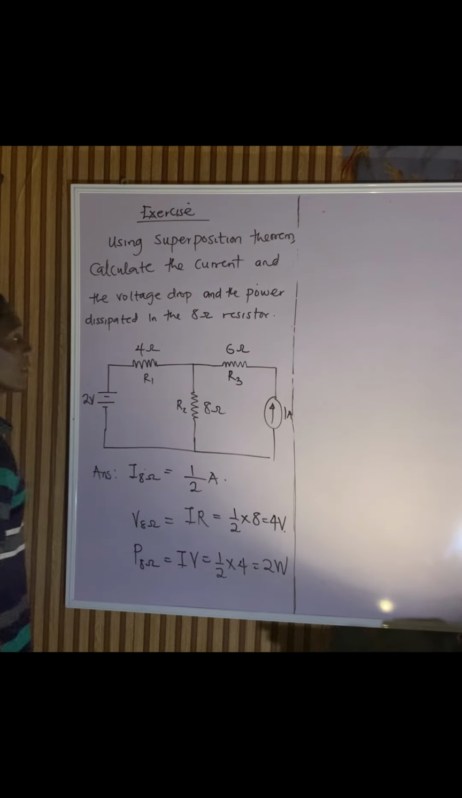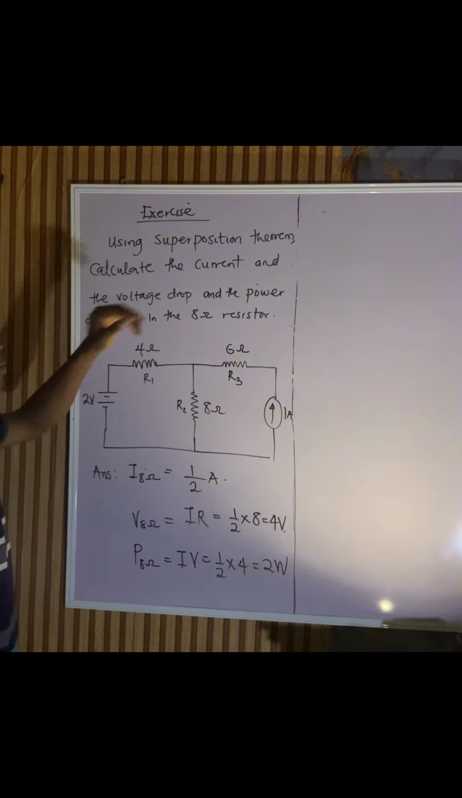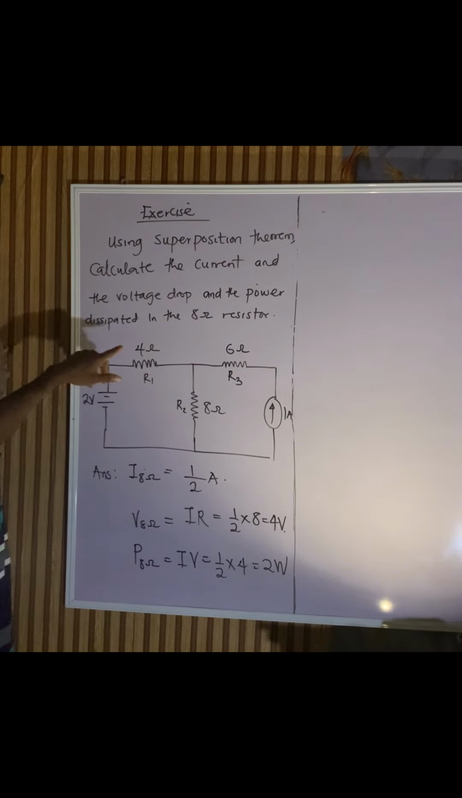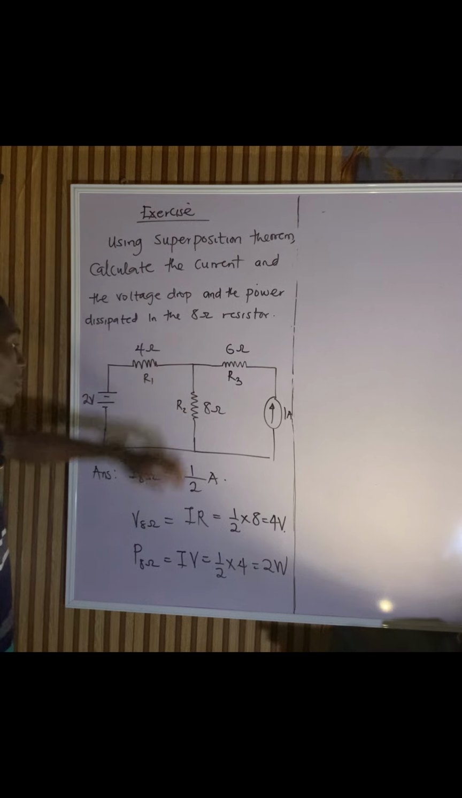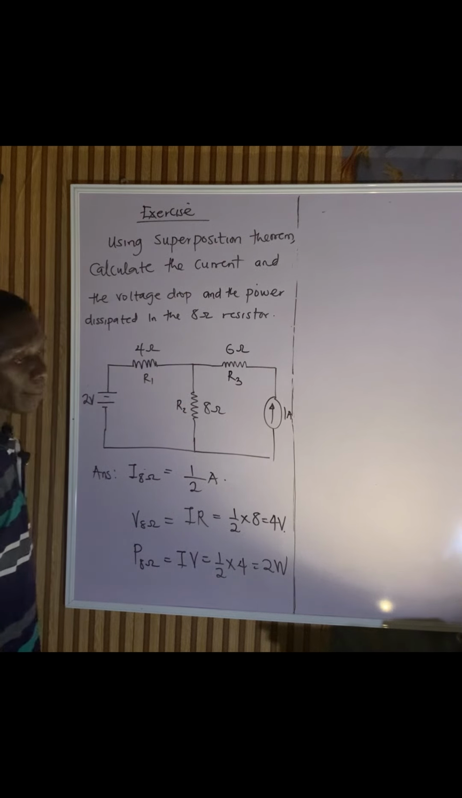So we can try this exercise on our own. The question is, using the superposition theorem, calculate the current, voltage drop, and the power dissipated in the 8 ohm resistor. The answers are actually here. So that's about superposition.